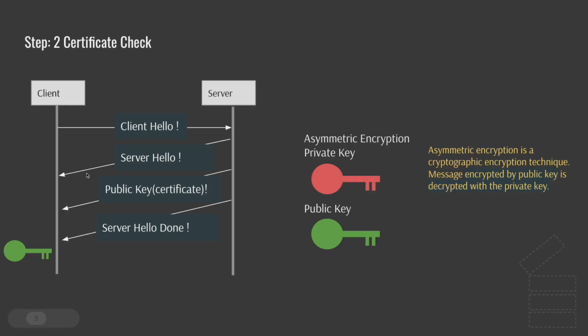So now, at the beginning of the process, the client sends a hello to the server, and the server sends a hello back to the client. And after the server's hello, the server sends its public key, and this public key is received by the client, and this will be used for an encryption purpose, which we will see in the next slides.